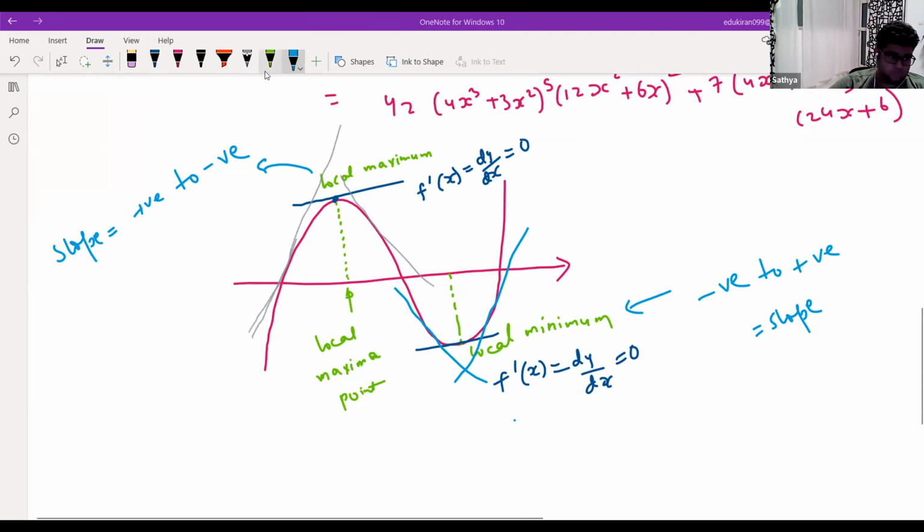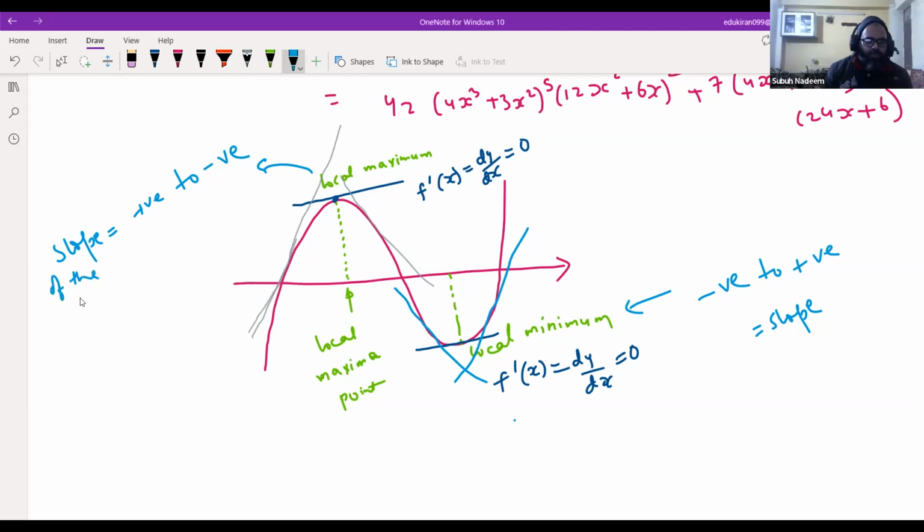So can you explain the positive to negative part? What is positive and negative? Slope of the tangent. That is positive slope. Yeah, here it is positive.